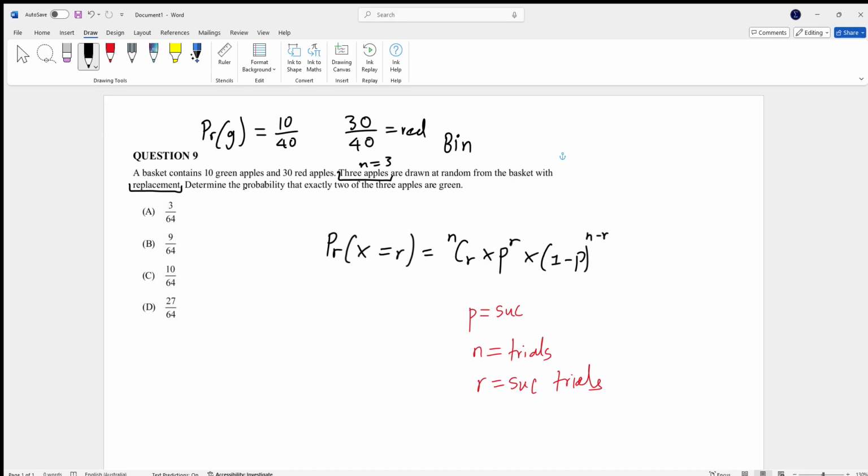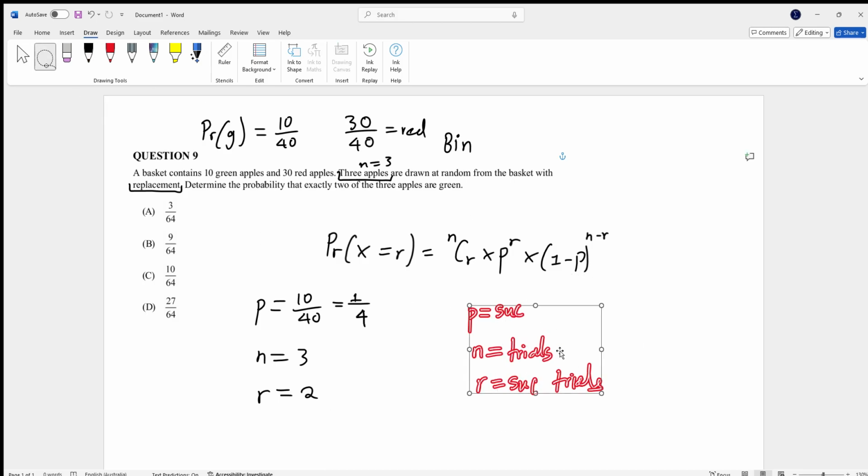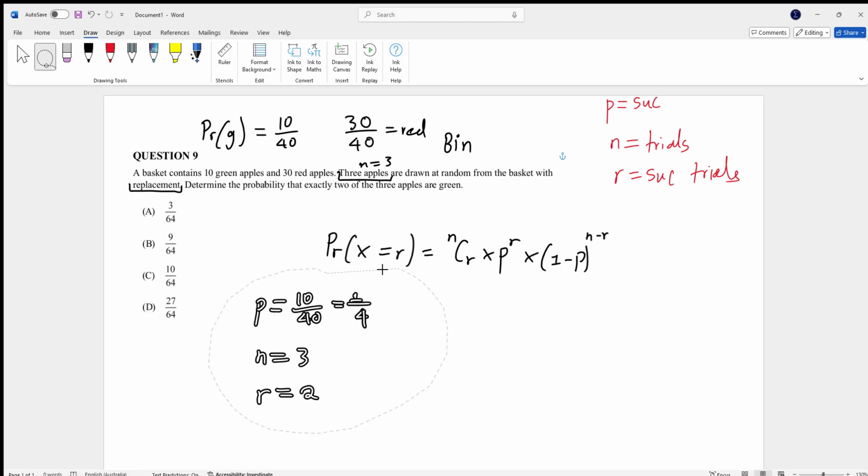Now here they said determine the probability that exactly 2 of the 3 apples are green. So the probability of success is getting a green apple, which is 10 out of 40, which can turn into 1 out of 4. So that's our probability of success because we're looking for green. Number of trials is 3 because we're taking 3 apples out. Now we want exactly 2 of them to be green, so r is equal to 2. So all we've got to do is put that information into this formula, and then we should be able to answer the question correctly. If you aren't aware of this, you probably need to study binomial probability a bit more. However, it is worded pretty similarly to most questions. I wouldn't say this is a hard one.